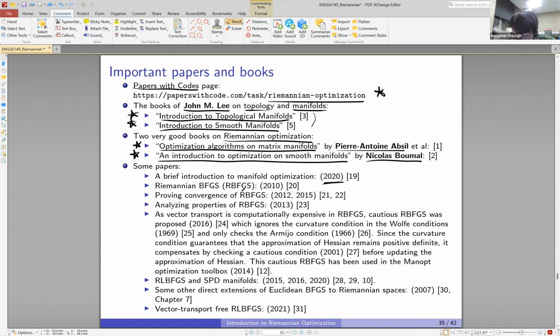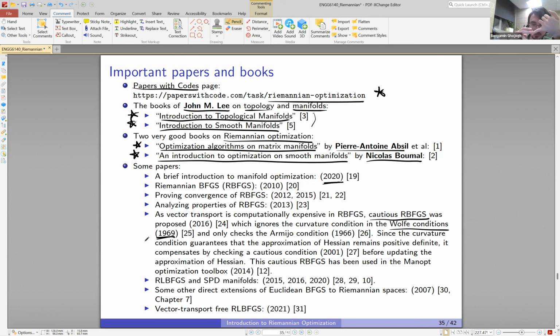Riemannian BFGS or RBFGS. It was proposed in 2010. Proving convergence of RBFGS in 2012 and 2015 in these references. Analyzing the properties of RBFGS in 2013. Also, as vector transport is computationally expensive in RBFGS, it's very hard to compute. Cautious RBFGS was proposed in 2016, which ignores the curvature condition in the Wolfe conditions. Wolfe conditions proposed in 1969 are two conditions for line search in second-order optimization.